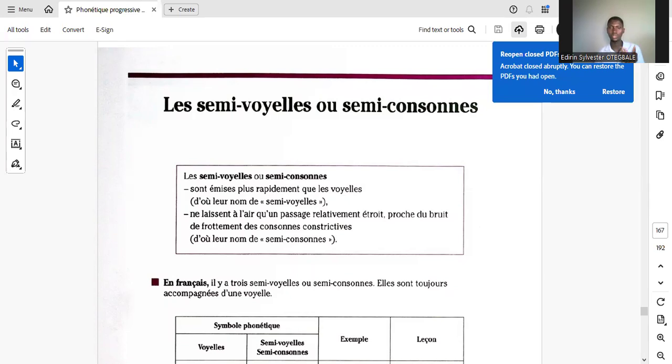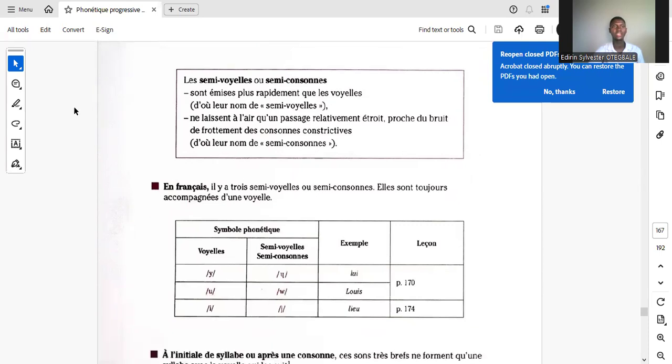When they are pronounced, generally, we can simply say, lors de leur prononciation, on laisse à l'air un passage relativement étroit, proche du bruit. The air is very, very close to a sound. It's not like your vowels. You'll see it in detail as we go on. Now, three of them exist in French, which I've mentioned already, and they are the wa, the yi, the we. Let's begin with the we.